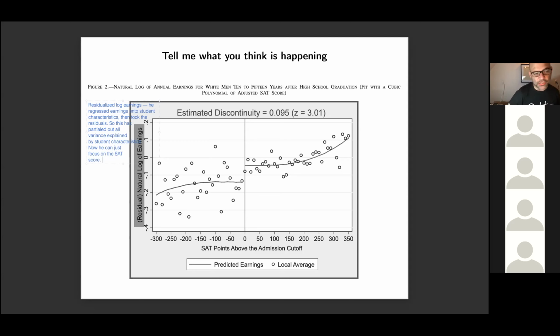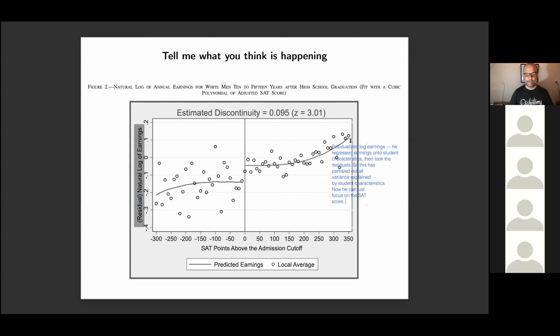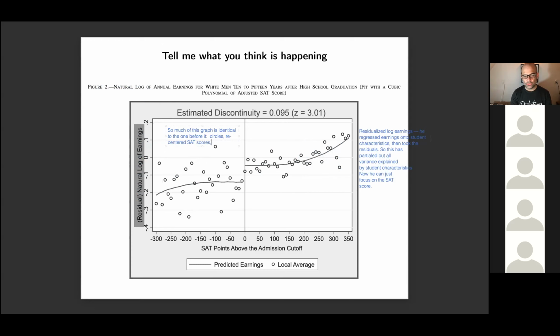All right, so that's the first thing he's going to do. Then notice all the other elements are the same. So much of this graph is identical to the one before it. Circles, recentered SAT scores, flexible curvy lines. So we've got this curvy line. He fit this curvy line here off this data.